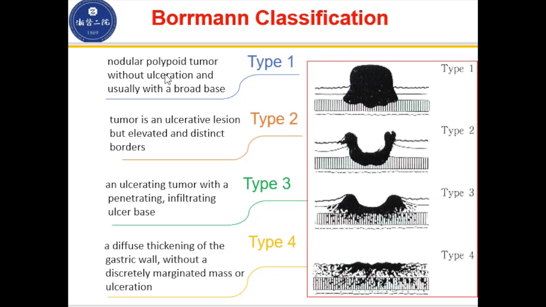Type 1 is a nodular polypoid tumor without ulceration and usually with a broad base. Type 2 is an ulcerative lesion, but elevated with distinct borders. Type 3 is an ulcerating tumor with a penetrating, infiltrating base, and type 4 is a diffuse thickening of the gastric wall without a discrete marginated mass or ulceration.